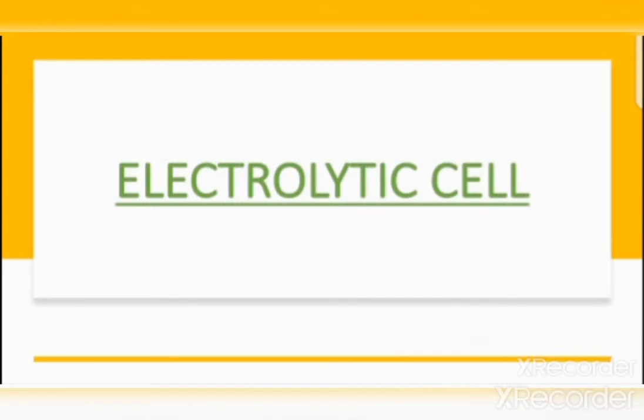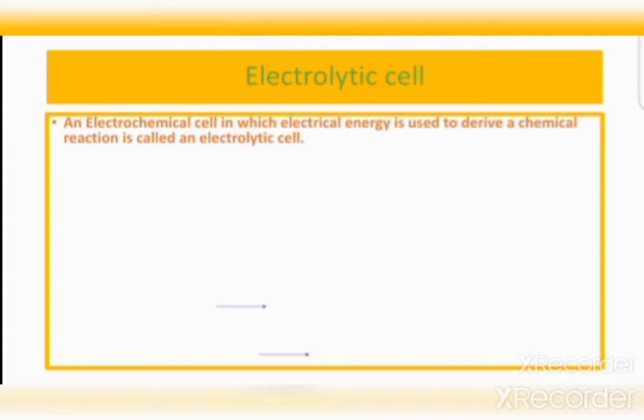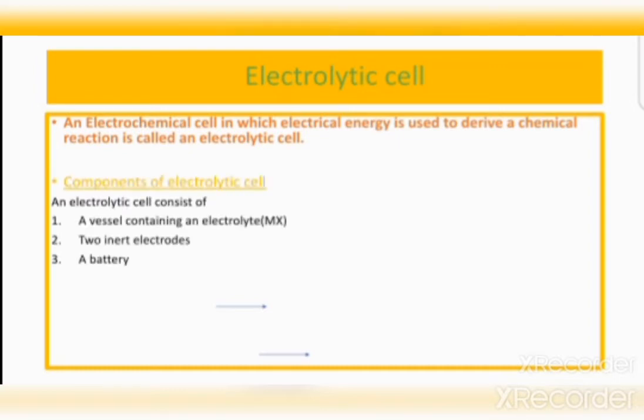Now let us start our today's lesson, electrolytic cells. An electrochemical cell in which electrical energy is used to drive a chemical reaction is called an electrolytic cell. Components of electrolytic cell. An electrolytic cell consists of a vessel containing an electrolyte, two inert electrodes, and a battery.